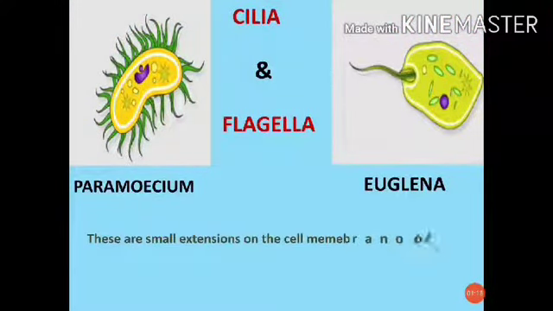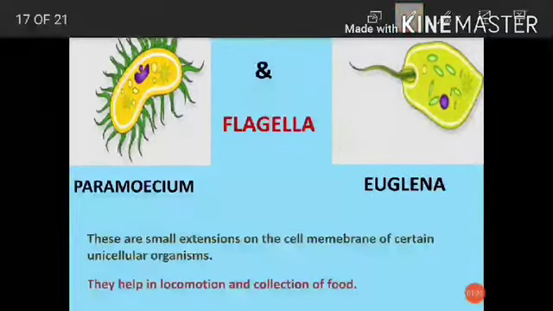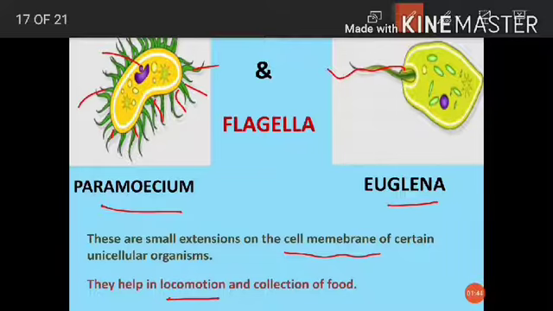Now children, cilia and flagella are not cell organelles, but they are small extensions of the cell membrane in certain unicellular organisms like paramecium, euglena. You can see over here fine cilia is present all over the paramecium. Similarly, in euglena, a single flagellum is present. They help in locomotion, or you can say movement, and collection of food.